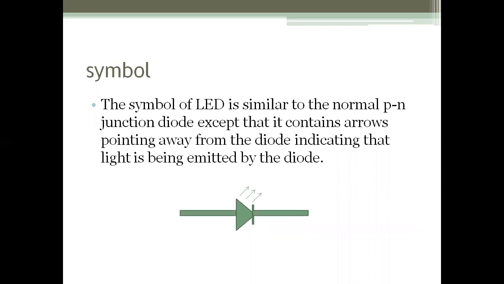Coming to the symbolic representation or circuit symbol for an LED, it is just a PN junction diode with arrow marks facing outside, which states that the light is emitting out of the junction from a PN junction diode.